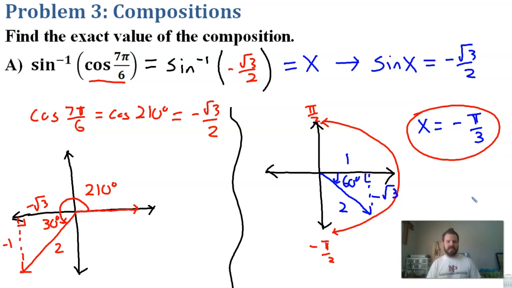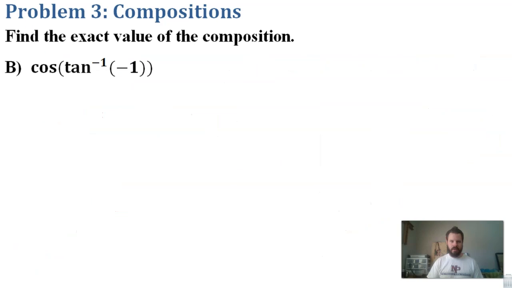Okay, so that's the idea of working through a composition, just like any composition really that we've done before. Work from the inside out. Evaluate the inside first, substitute that into our equation, then evaluate the outside. So really this is the 2-for-1, two problems at the same time.